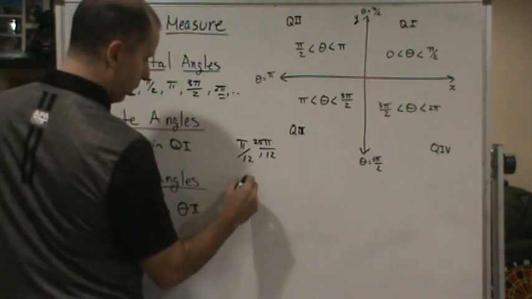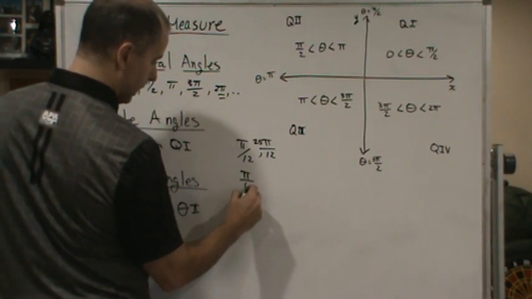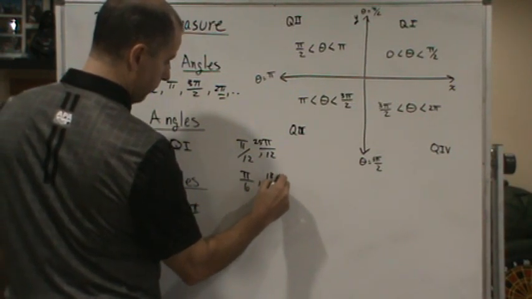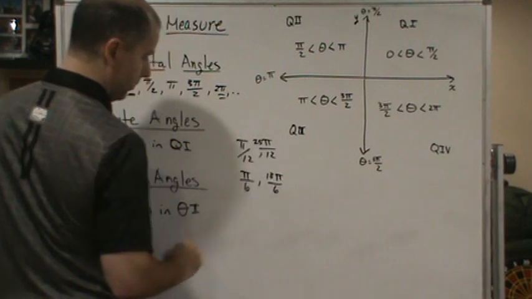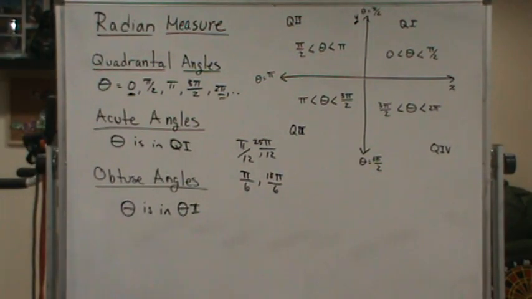Or if you want to talk about pi over 6 and 13 pi over 6, those are also coterminal angles. And that's it. So next we'll do an example and we'll go from there.